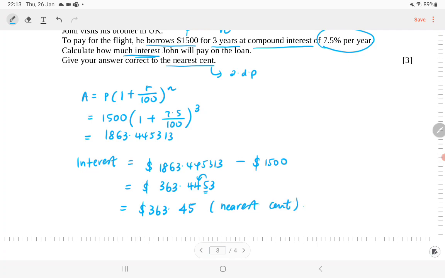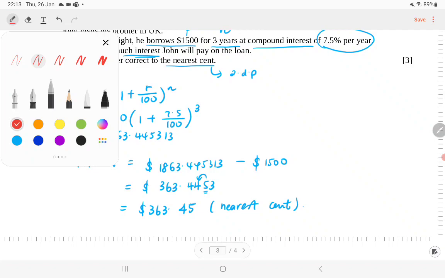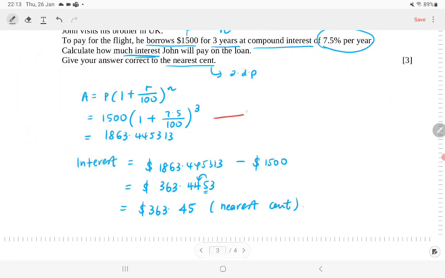Alright, and 3 marks. Now let's just see where your mark allocation is. Okay, you put in everything nicely, right? You substitute all the correct values is 1 mark. Alright, and you subtract away is another mark. Okay, and then finally your answer mark. Okay, so these are the things that you will have.